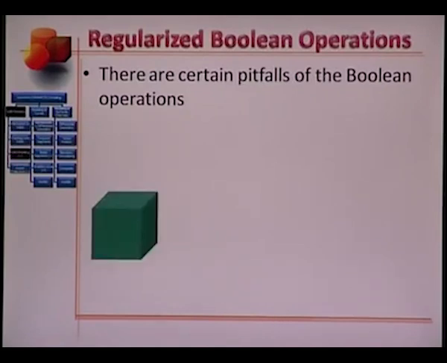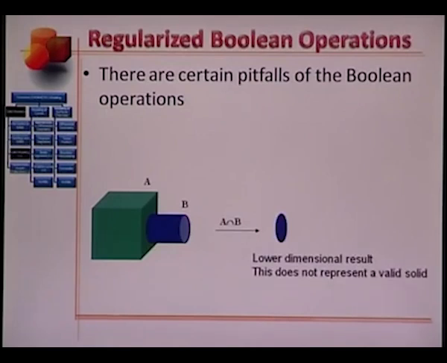We take a block or a cube, we take a cylinder, and we align or transform them in such a way that one of the faces of the cylinder sits on one of the vertical faces of the cube. The two solids are A and B, and if we try to compute the intersection, we get a disk. This is a lower dimensional, two-dimensional feature, and it does not represent a valid solid. It was this example that I had used to introduce regularized Boolean operations.